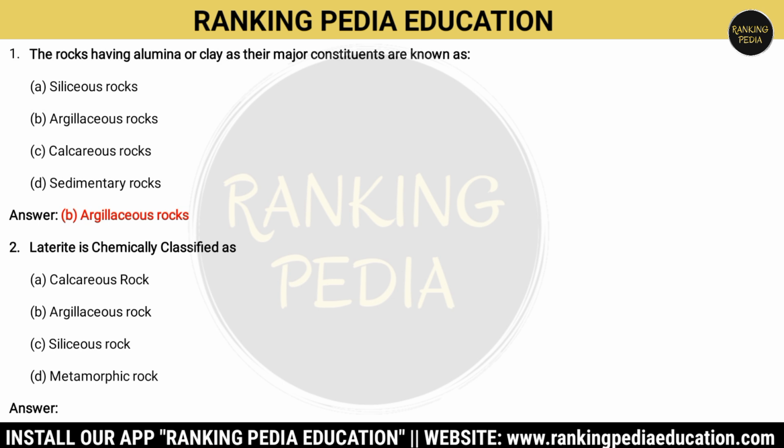Whereas in siliceous rocks, the principal constituent is silica, that is SiO2, sand. Metamorphic rocks are classified under geological classification. So the correct answer for this question, laterite is chemically classified as, is option B, that is argillaceous rock.